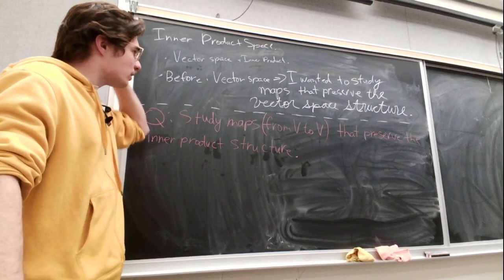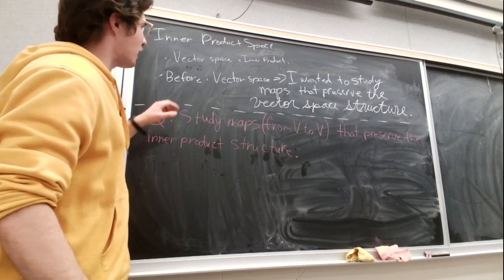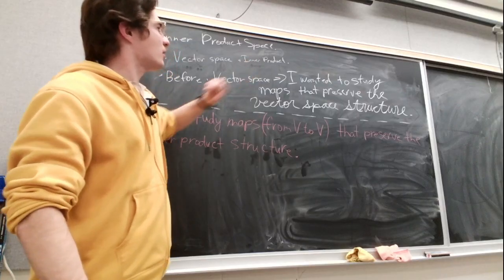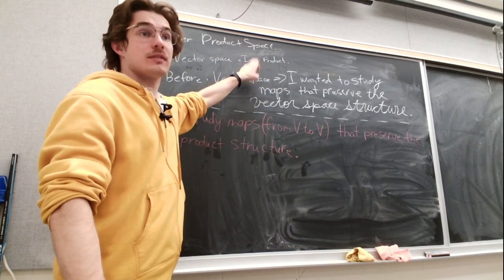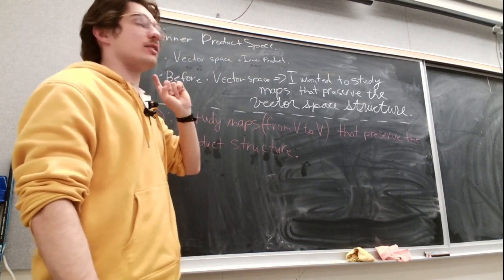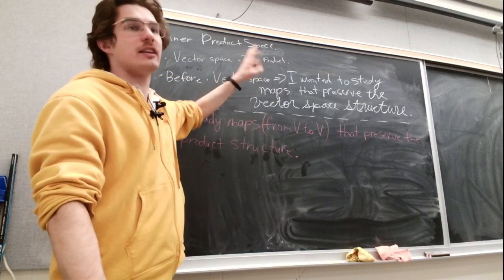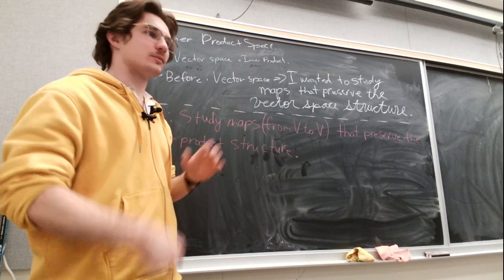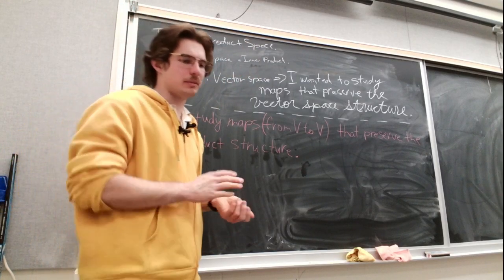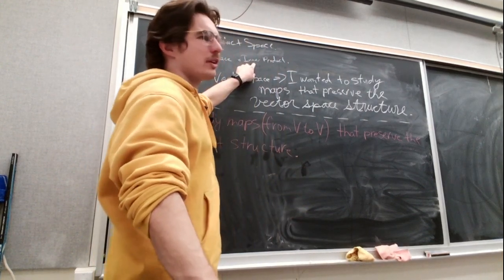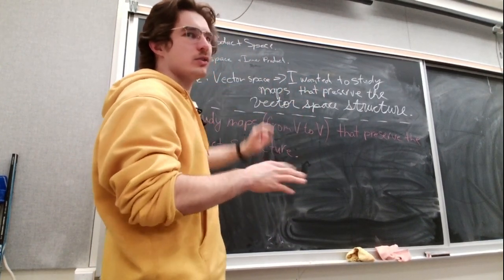And the one question I could ask: what if I looked at maps that preserve this and this, versus maps that preserve just this? The surprising thing is that maps that preserve just this end up being linear, which is a little surprising. Well, maybe not that surprising, because in some sense the inner product has linearity built into it somehow. So it's not completely surprising.